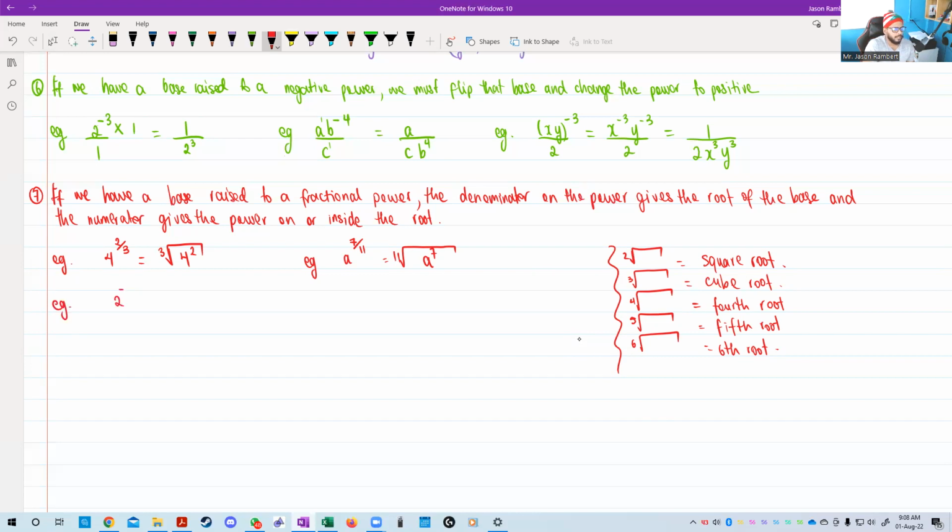Now, you will end up in a case where you have something like this: 2 to the power minus 3/4. It will be like, huh, a negative power, negative root. What's going on here? So let me open our eyes a little bit here.